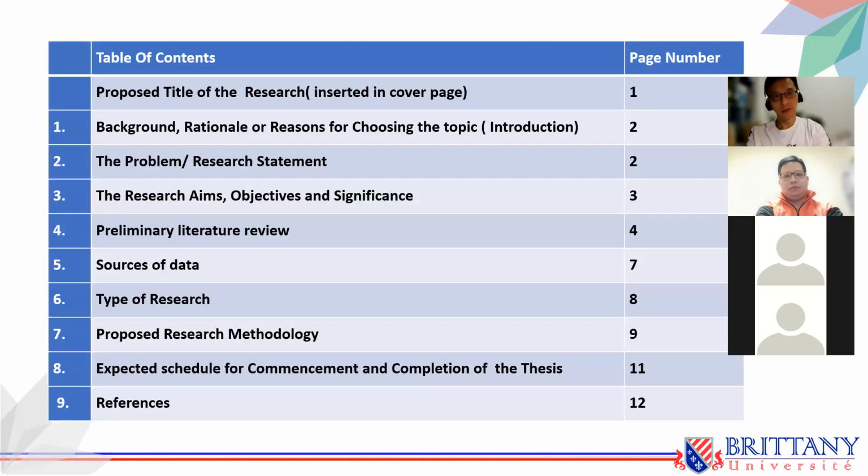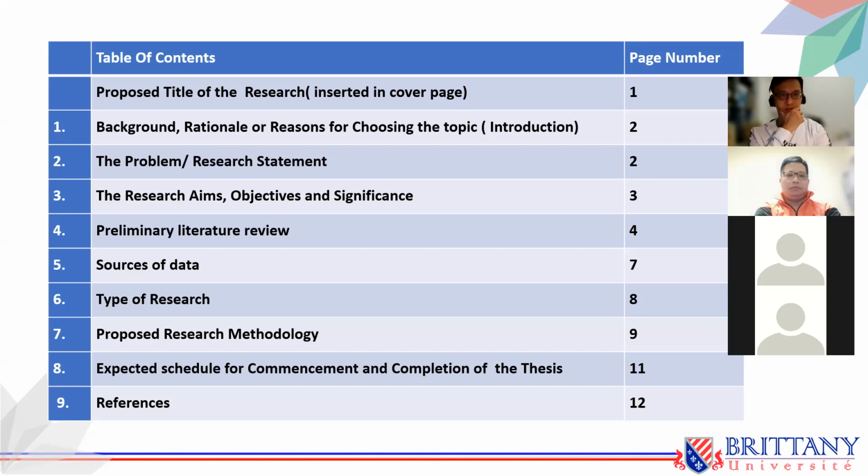Now, in your proposal, this is what a sample table of contents looks like. And all of you, please pay attention here. It's very clear. You need to have a title, number one. When you have a title, you also need to write a background of your research, giving some information in the introduction. You need to write a problem statement. You need to write the research aim and objectives and the significance.